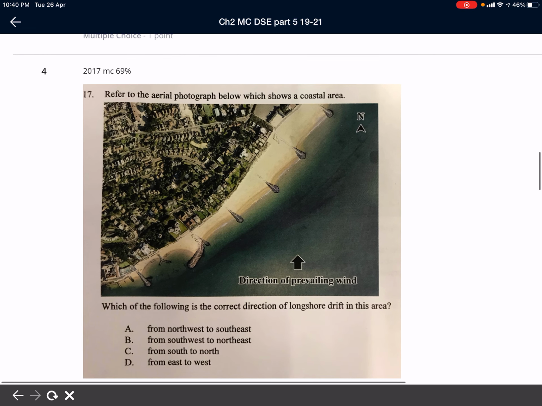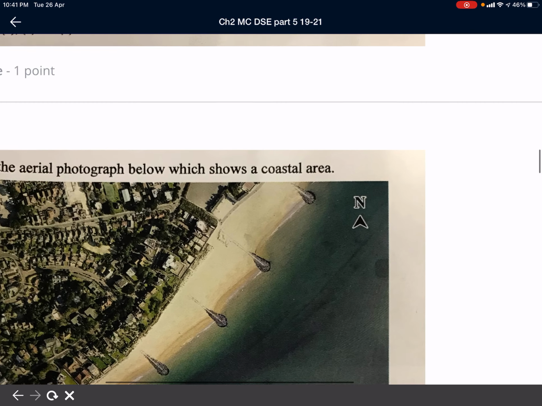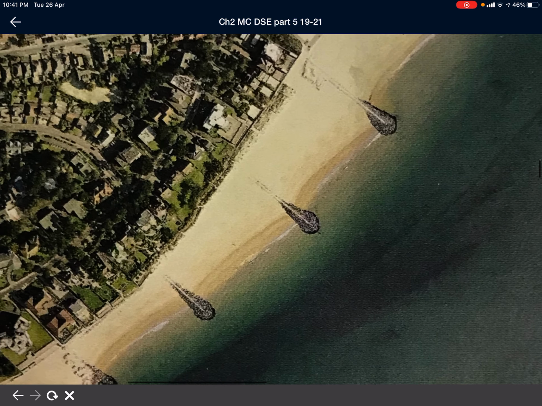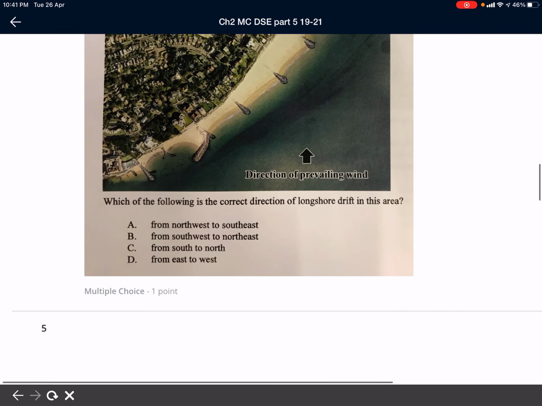So be careful. It should be southwest to northeast, because it's coming from this side to that side. The prevailing wind always has a right angle with the longshore drift, or simply bear in mind it goes along the beach and it will be fine. So the answer is B.